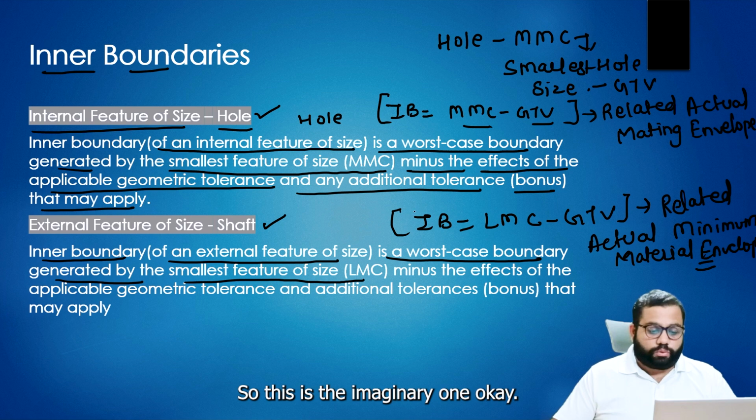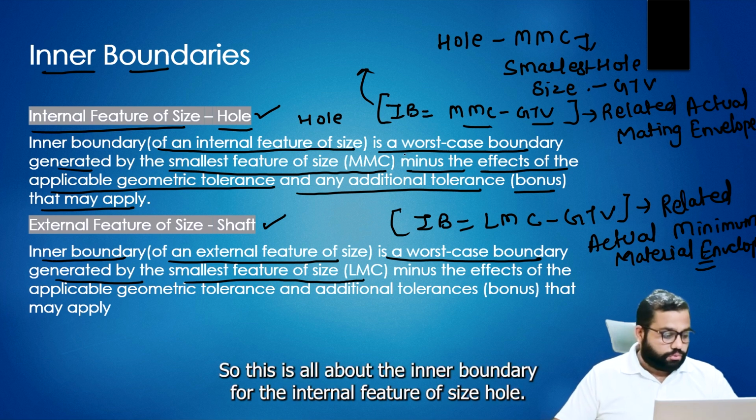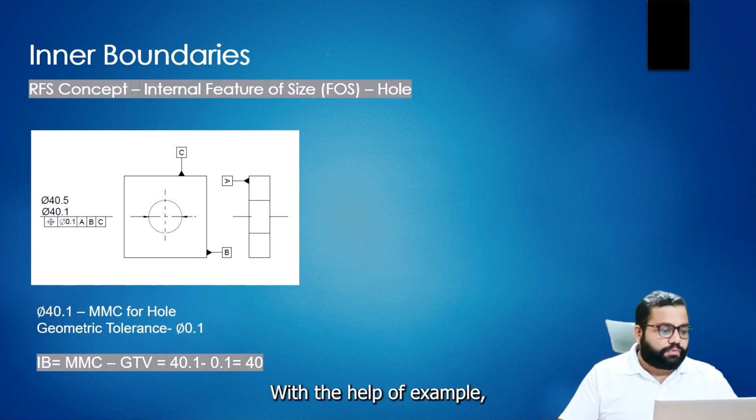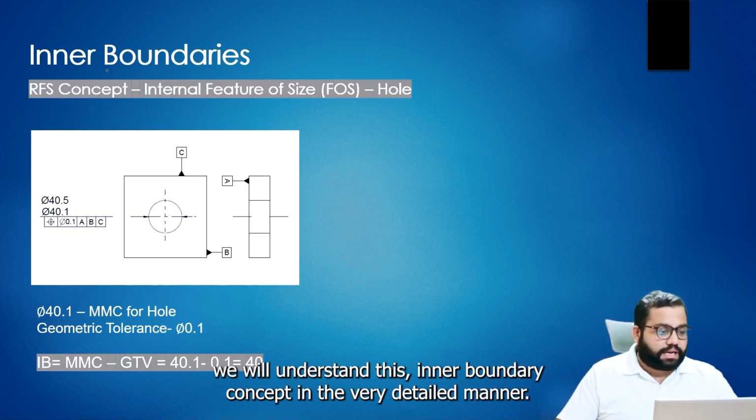So this is the imaginary one, and this is the real one. So this is all about the inner boundary for the internal feature of size, the hole, and for the external feature of size, the shaft. With the help of an example, we will understand this inner boundary concept in a very detailed manner.